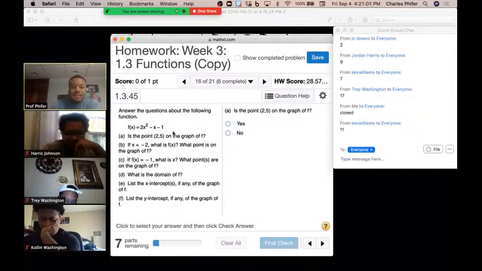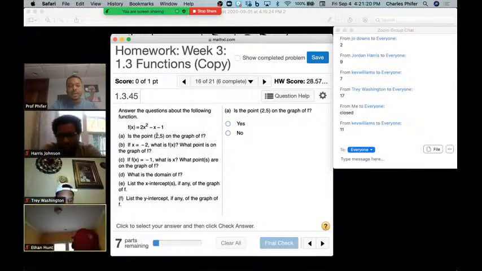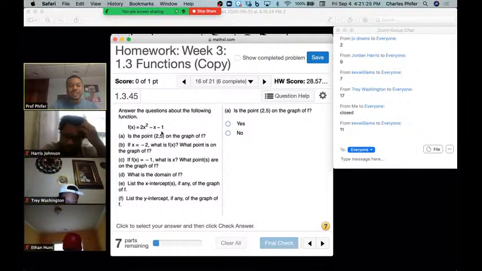Answer the following questions about the following function. Do we need to go through this one, yay or nay? Does anybody request to see this one, or can we go into another one? Right, so I'm gonna skip this one actually. Let me see if I can do it quick. When x is 2, that's 4 times 2 is 8, minus 2 is 6, minus 1 is a 5. I'm gonna say yes.